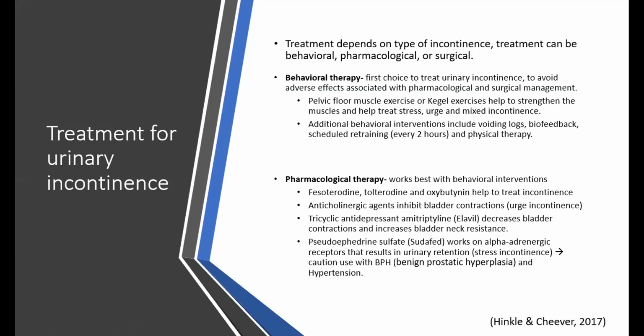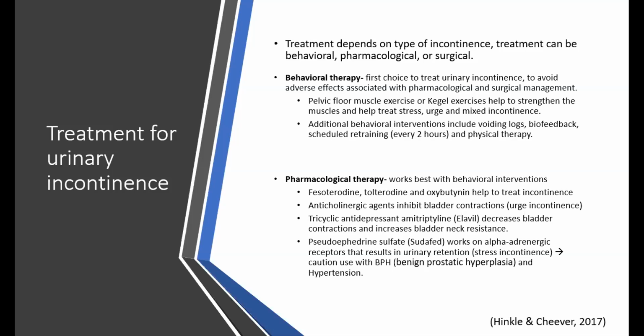Behavioral therapy is the first choice to treat urinary incontinence, to avoid adverse effects associated with pharmacological and surgical management. Pelvic floor exercises or Kegel exercises help to strengthen the muscles and help treat stress, urge, and mixed incontinence. Additional behavioral interventions include voiding logs, so like diaries, like how often you're going, if it feels like you're going enough. Biofeedback, scheduled training. Usually they try to do that every 2 hours and then they'll expand it. And physical therapy.